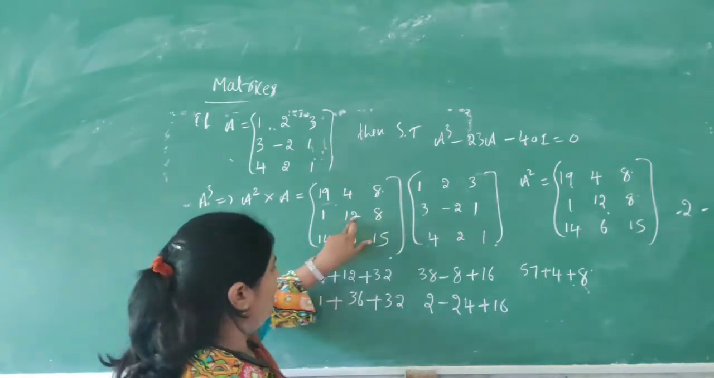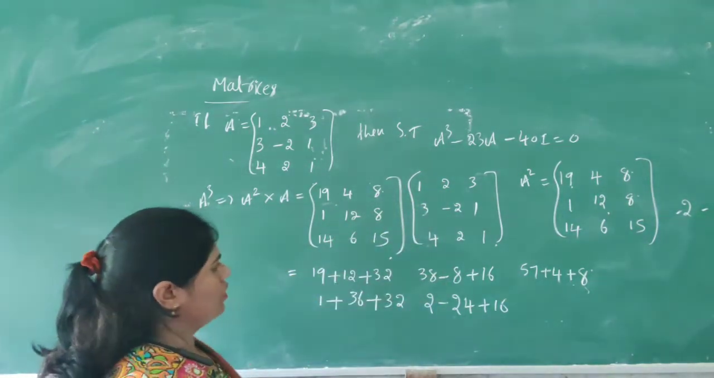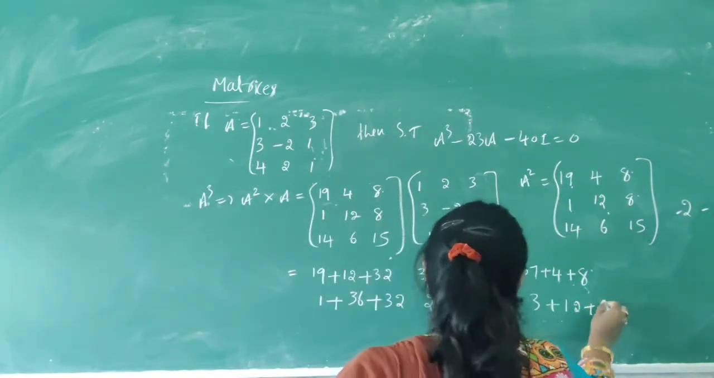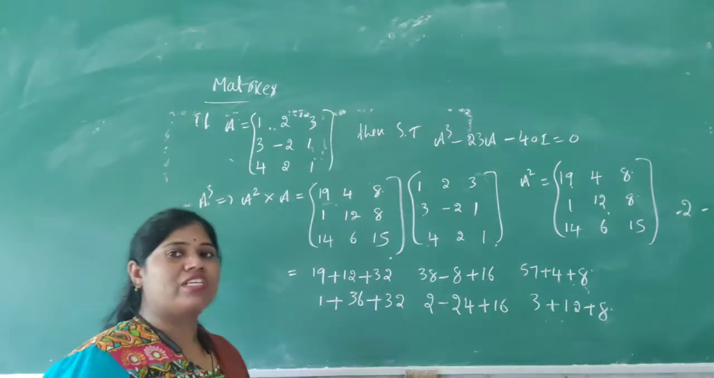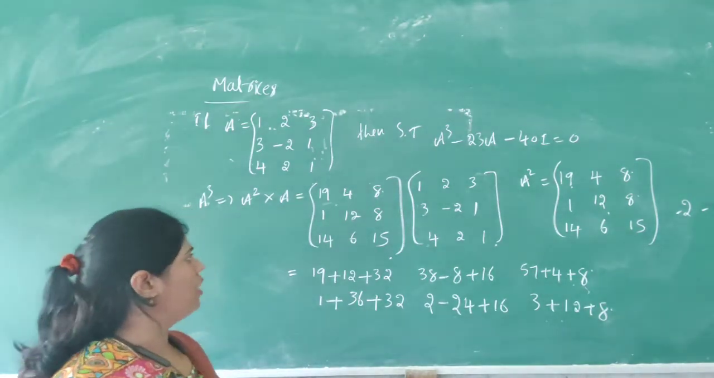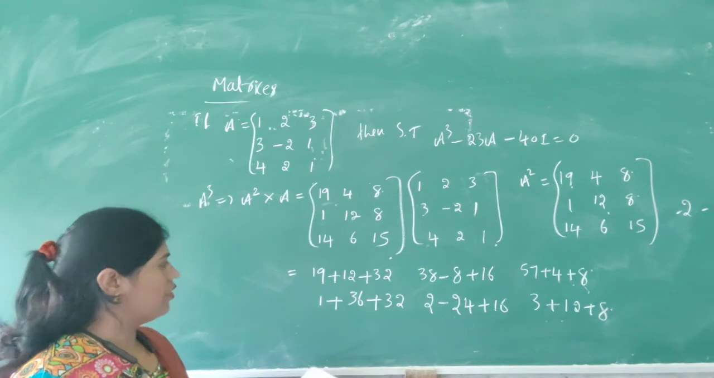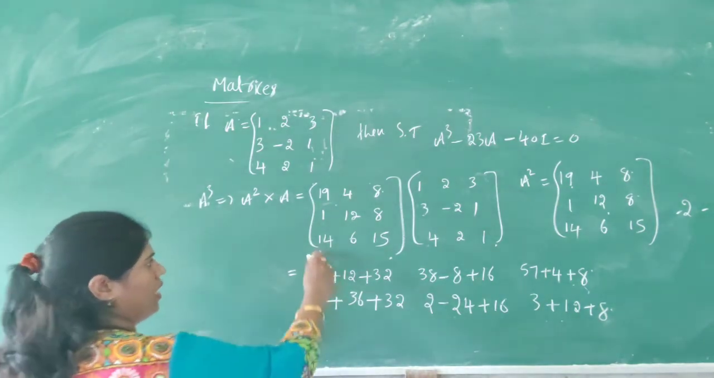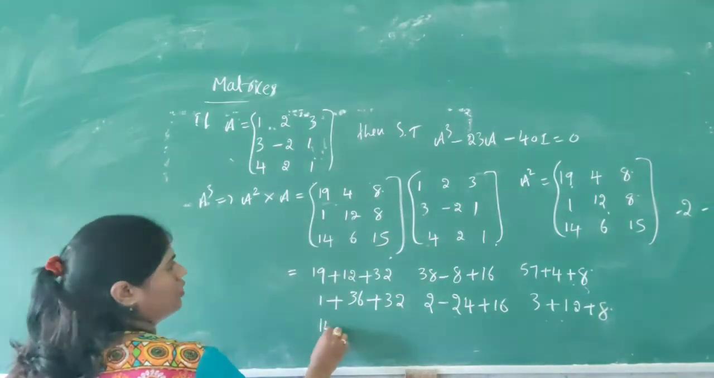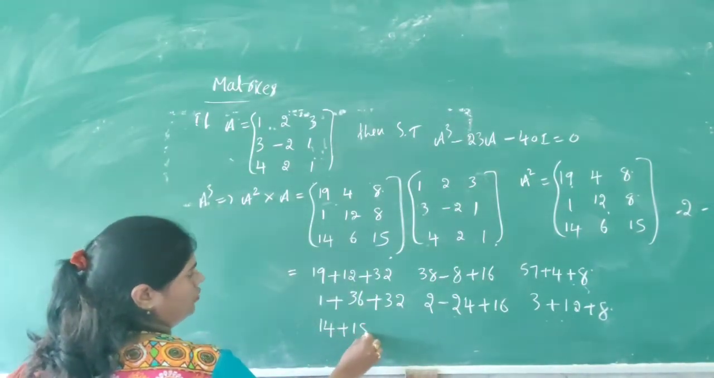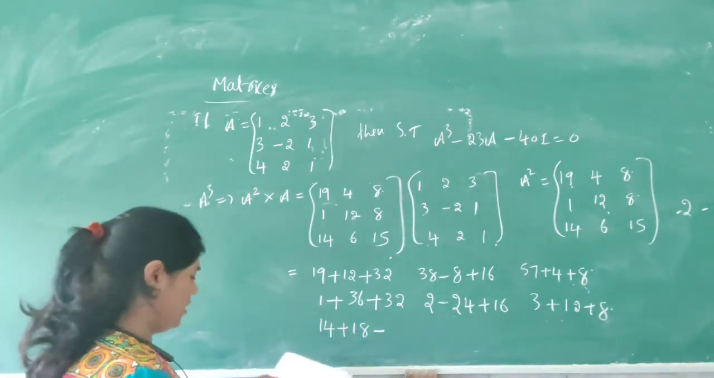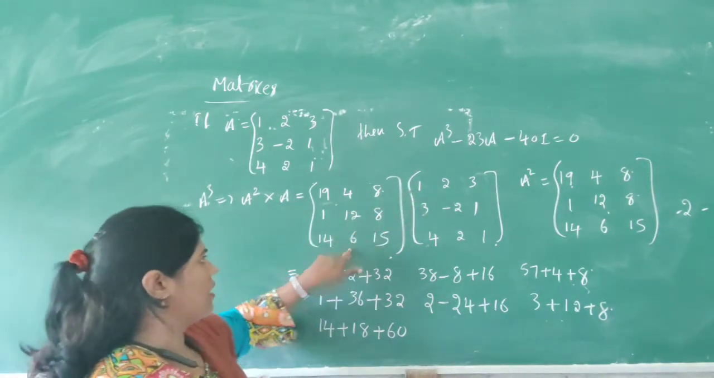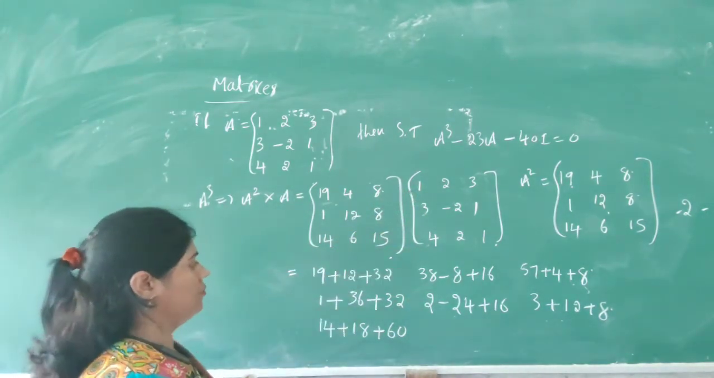Similarly, 1 twos, 12 twos, 8 twos. Next, 1 threes, 12 ones, 8 ones. Second row, first column, second column, third column: 1 plus 36 plus 32, 2 minus 24 plus 16, 3 plus 12 plus 8. Similarly, third row, first column: 14 plus 18, 60 plus 60 plus 60. 14 ones are 6, 3s are 15, 4s are. Okay?